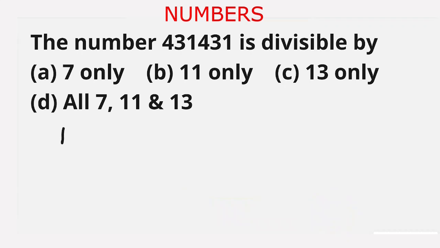This number is of the form ABCABC. Therefore, this number is divisible by all the numbers 7, 11 and 13. Such numbers of the form ABCABC are always divisible by 7, 11 and 13. Therefore, this number 431431 is divisible by all the numbers 7, 11 and 13. Hence, our answer is option D, all 7, 11 and 13.